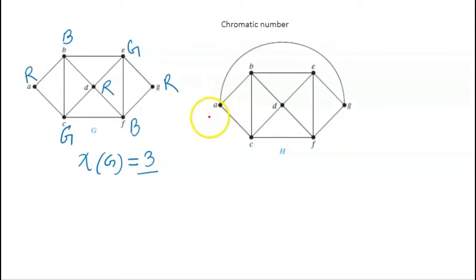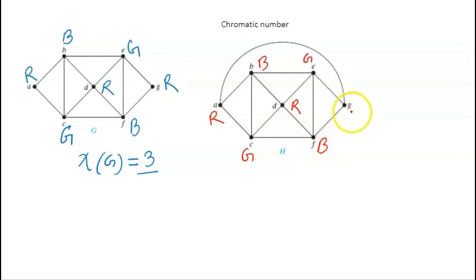So starting with vertex A, suppose I assign red color to this, and we assign blue color to this and green color to this. I did not think much because here it is a triangle, so certainly it should have different colors assigned to its vertices. By triangle here we mean a circuit of length 3. Now if I talk about D, D is not adjacent to A, so I can assign a red color. And here we can assign a blue color because this is not adjacent to B. And here I can assign a green color.